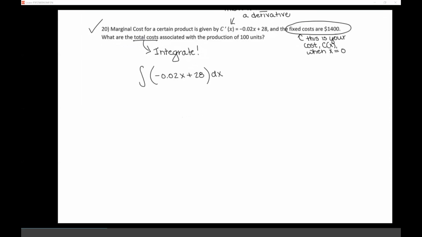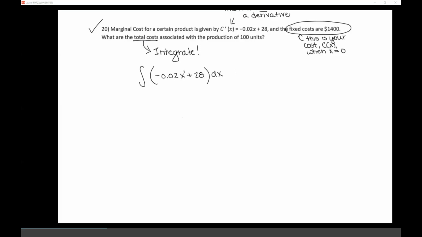Okay, everything is sort of, this is a linear function, so it's going to be easy to integrate. Somebody want to tell me what's the power of x associated with 28? Okay, so what's the power of x on the constant? What's the power of x on the constant 28? Anybody? Would it be 0? It's 0.